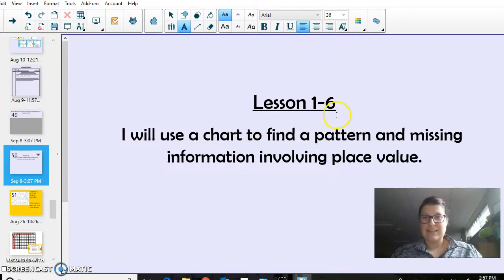Remember to write your lesson and your goal that I will use a chart to find a pattern and missing information involving place value at the top of your page. This was the lesson that tricked every single person in our class on our pretest. And once we go over today, you're going to go, oh, that makes so much more sense. Okay, so make sure you pause to practice on your own and come with any questions for us tomorrow.